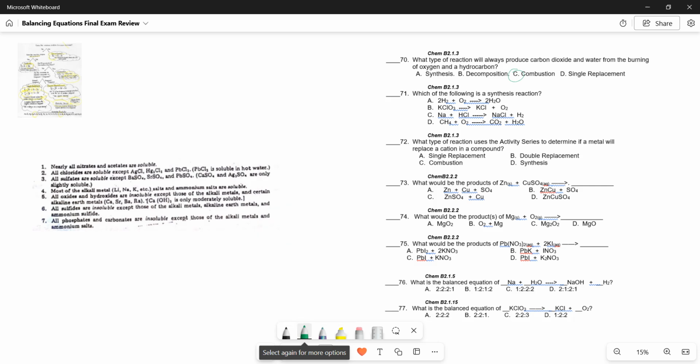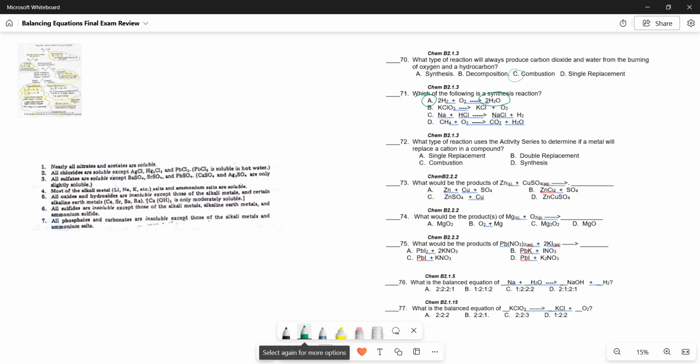Okay. Next question. Which of the following is a synthesis reaction? We talked about synthesis. It's when 2 things come together to form one product. And the only reaction that has one product is A. So the answer is going to be A in this question.